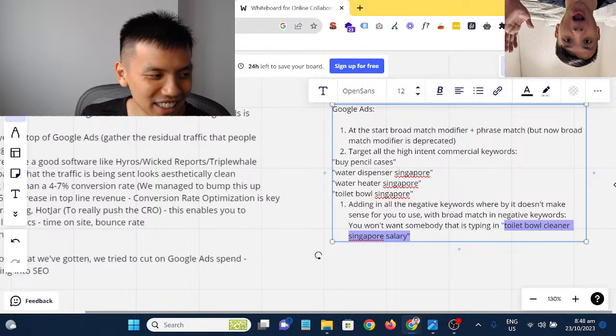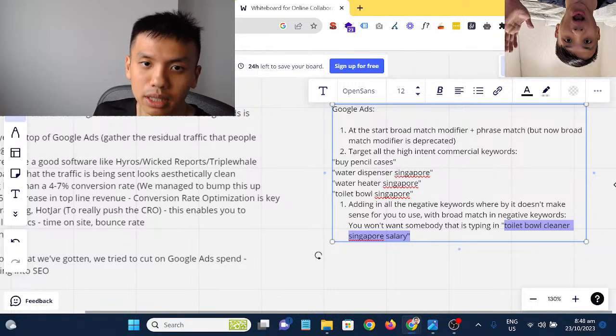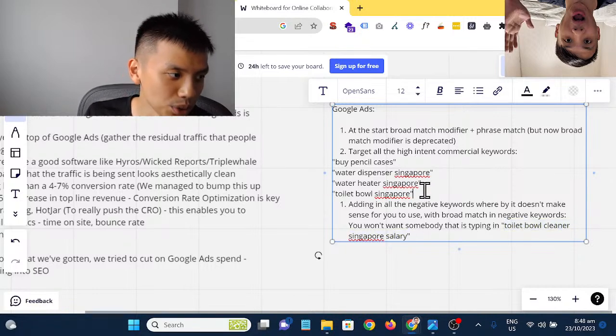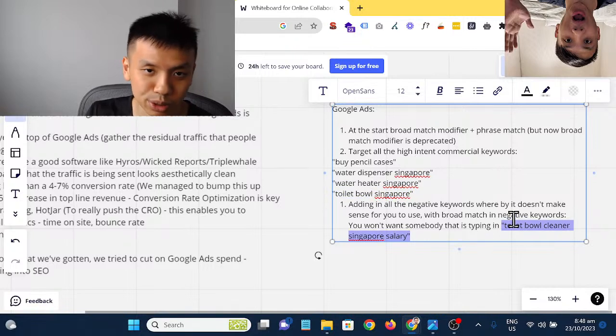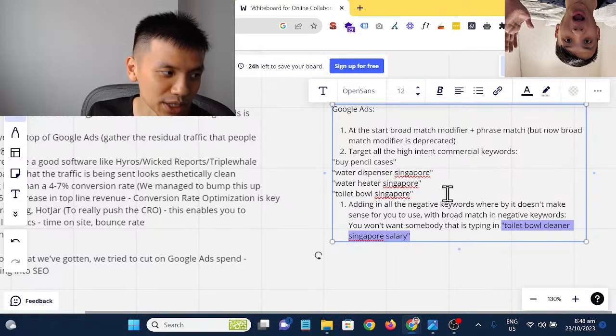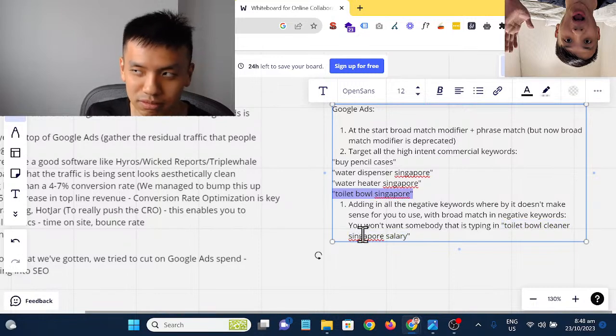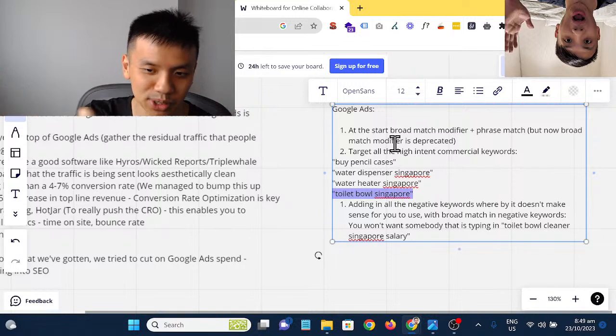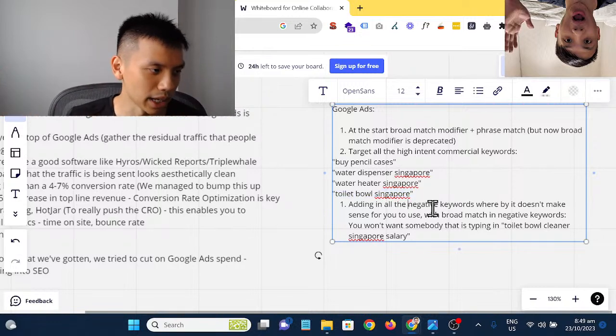But the chances are they're looking for a job. That's why they're looking at the salary, right? And therefore you do not want your ad to show up for somebody that's typing in this, because this person is looking for a job, whereas what you're trying to sell is a toilet bowl. So how can you sell a toilet bowl to someone that's looking for a job to clean the toilet bowl? I mean, that definitely makes sense. So that's where you want to add in your negative keywords as well, right?